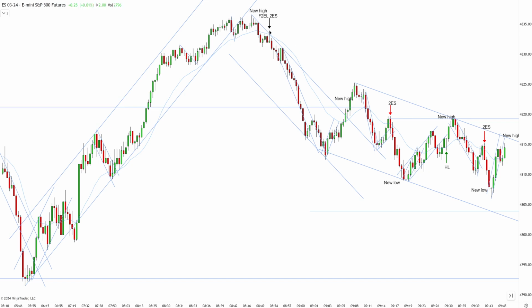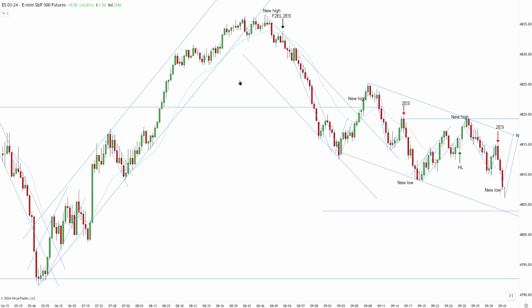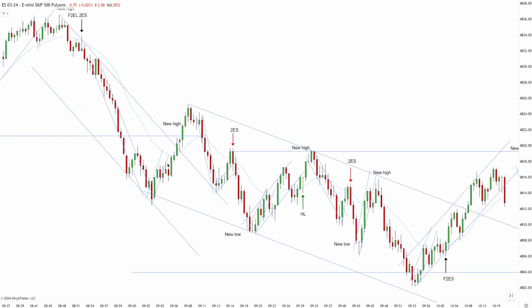We started with the failed second entry long, which was also a second entry short. The reason why it is more aggressive is because this bullish trend was quite strong. There was a small break to a new high indicating the trend line rule played out. Then there was the downtrend that developed wider, break to a new extreme. There was a great high low.